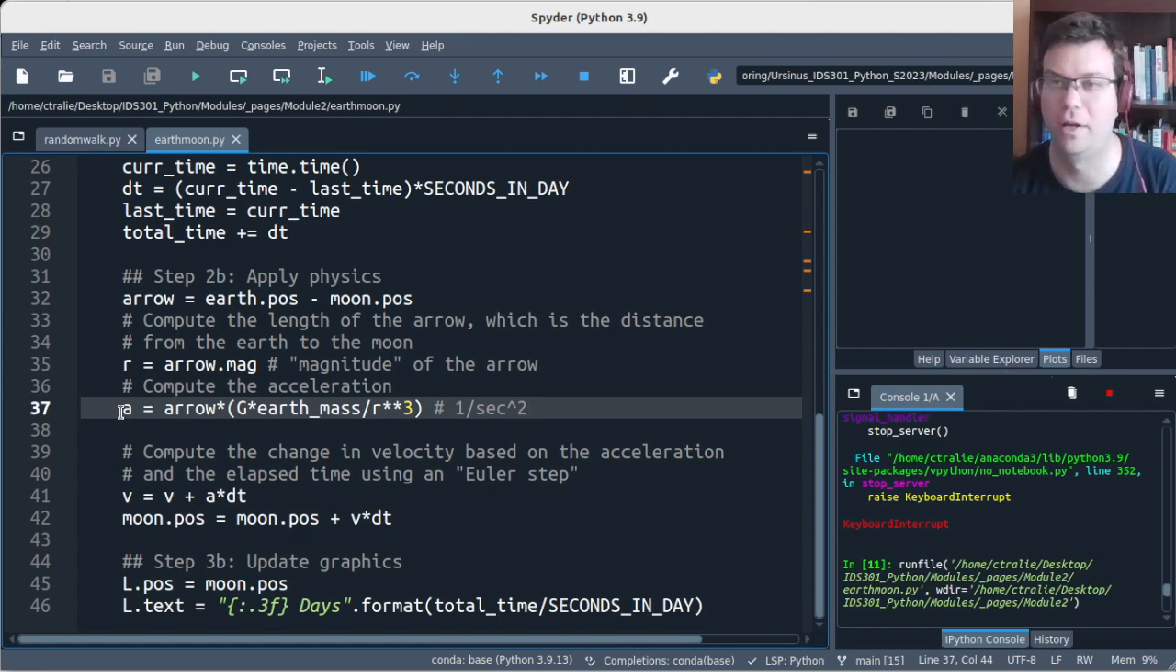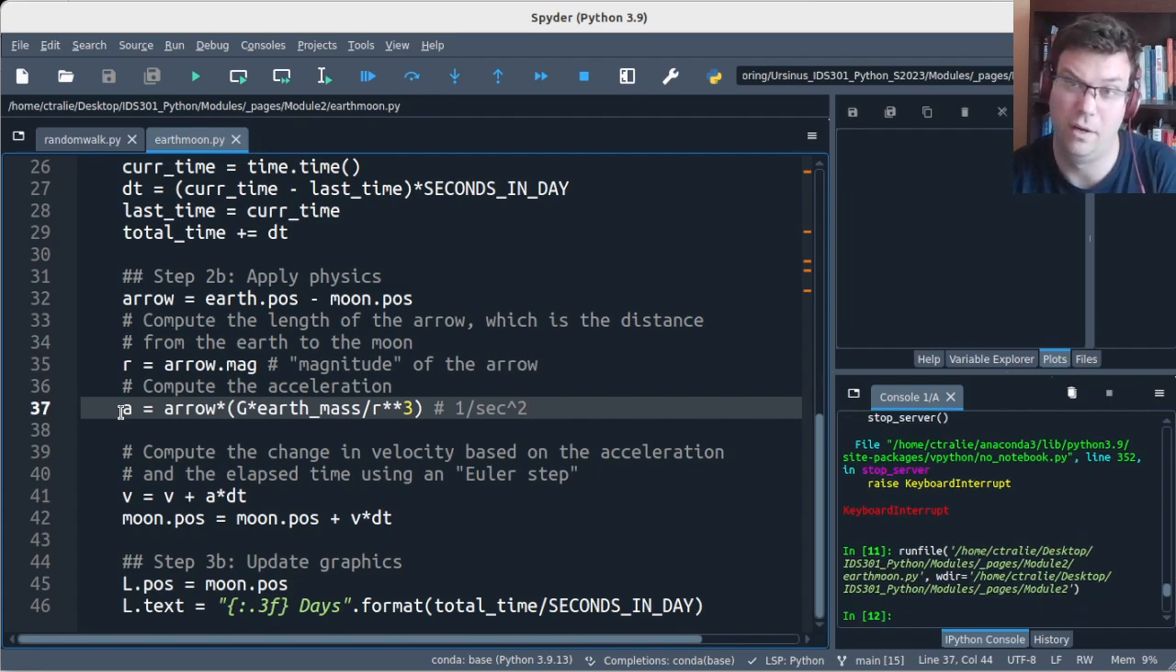So for the Earth, I would add on the acceleration for the sun, but then I would also add on the acceleration for Mercury, and then I would add on the acceleration for Venus, and then I would add on the acceleration for Mars, because they all actually pull on the Earth a little bit too. So that's what you'll do in the assignment, but basically it's very similar to this.